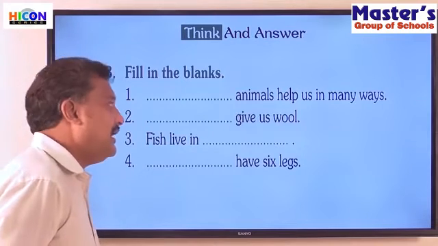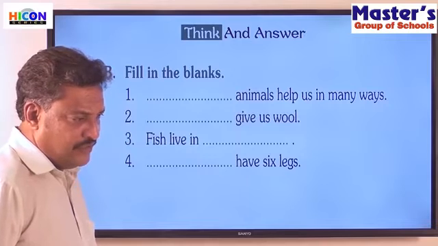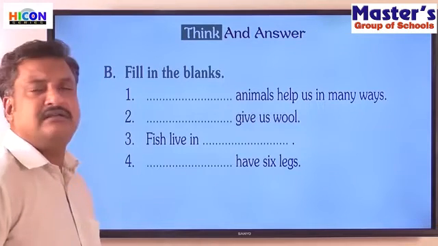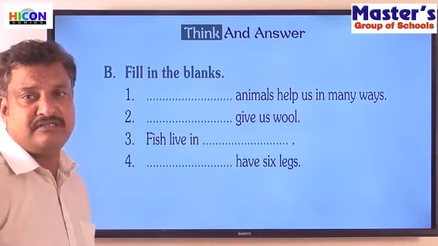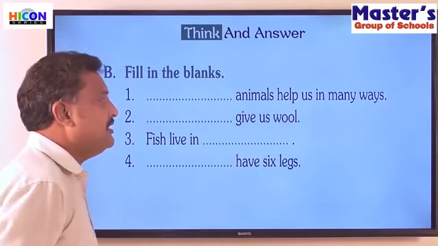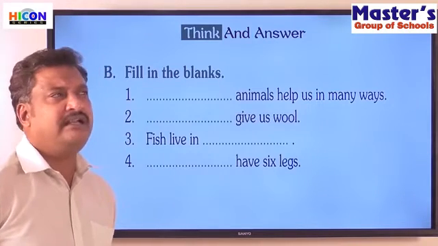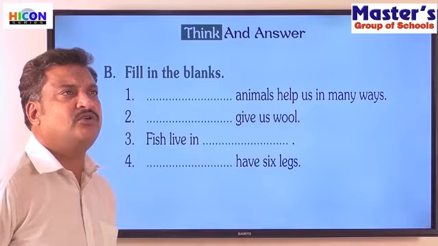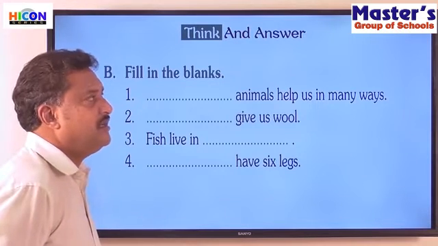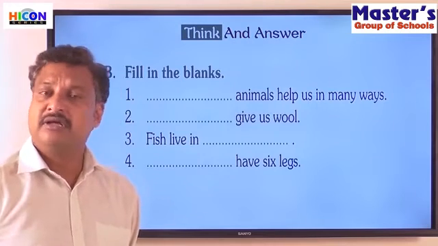First sentence. Dash animals help us in many ways. We have learned about the classification of animals. Some are called wild animals, some are called domestic animals, some are called pet animals, isn't it? So from which animals do we have some kind of help? Wild animals live in forest and we do not have much help with the wild animals. Domestic animals are animals that we grow at home and we have got some kind of help from them.